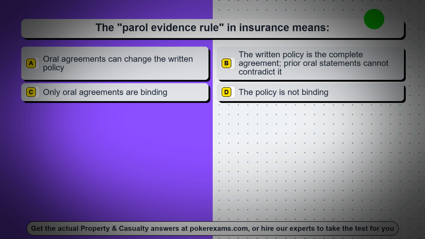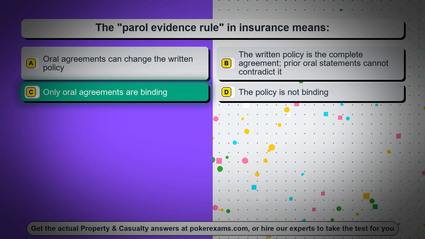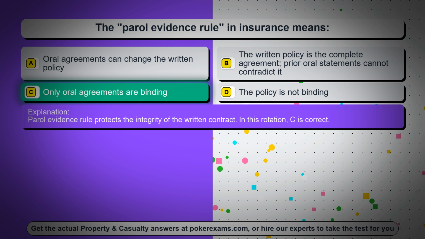Question 86. The parole evidence rule in insurance means: option A, oral agreements can change the written policy; option B, the written policy is the complete agreement, prior oral statements cannot contradict it; option C, only oral agreements are binding; option D, the policy is not binding. The correct answer is option C, only oral agreements are binding. Parole evidence rule protects the integrity of the written contract. In this rotation, C is correct.